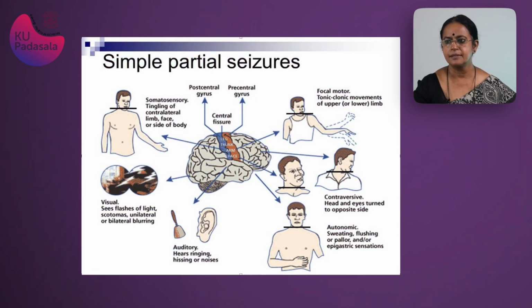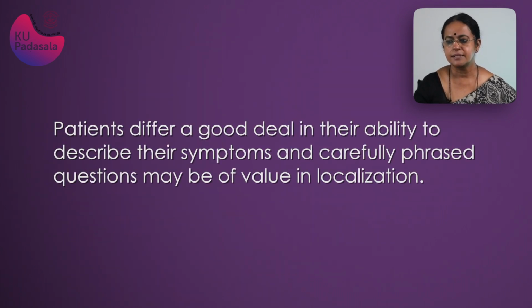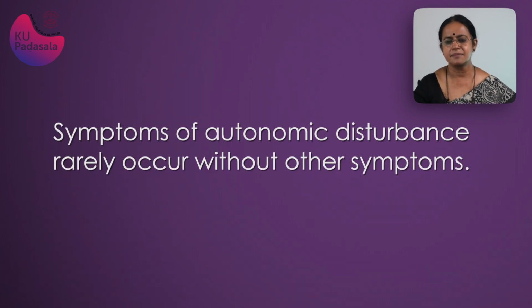So this is a figure. You can see the central fissure, and you can also find motor symptoms, then somatosensory symptoms, visual symptoms, auditory symptoms, as well as autonomic symptoms. Patients differ a good deal in their ability to describe their symptoms, and carefully phrased questions may be of value in localization. Symptoms of autonomic disturbance rarely occur without other symptoms.